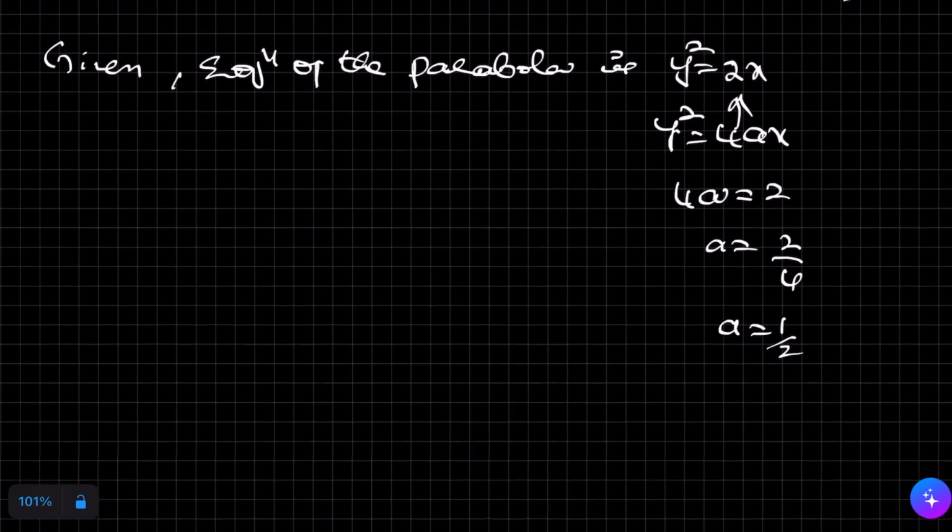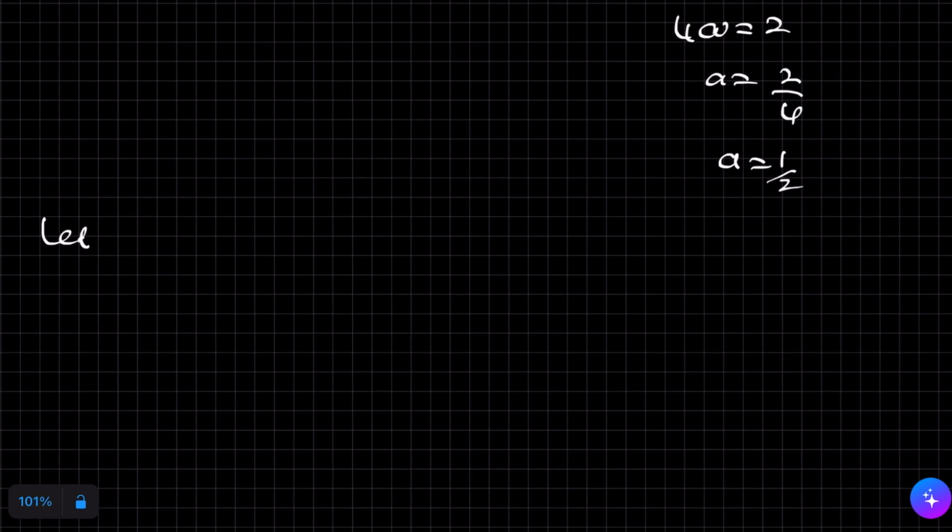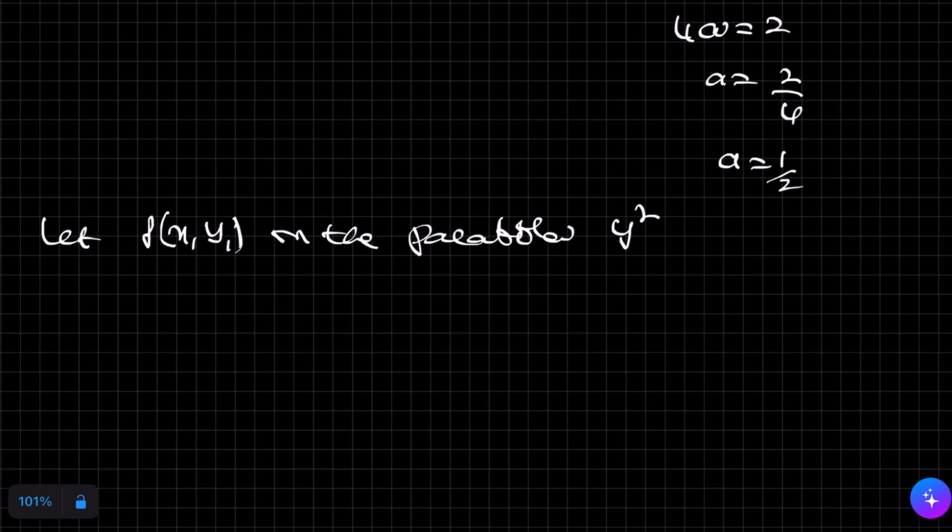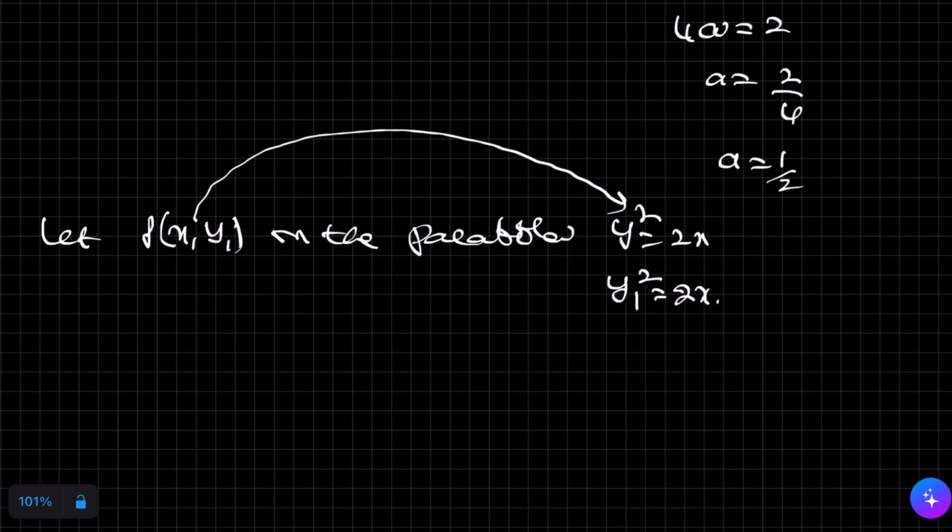Let us take a point P x1 y1 on the parabola y square equal to 2x. Now if the point x1 y1 lies on the parabola y square equal to 2x, so we can take it as y1 square equal to 2x1. Let us take this as equation 1.